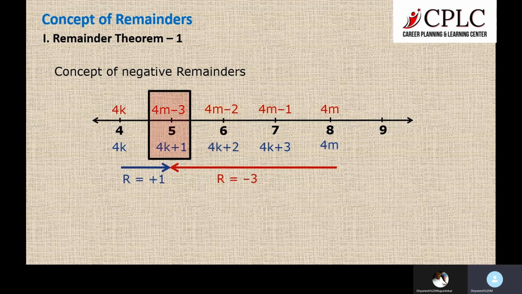For 5, one of the generic types, when divided by 4 will give us the remainder as plus 1, and the other generic type will give us the remainder as minus 3. So both positive and negative remainders are part of each other. They are related to each other. It is nothing new, nothing fancy as such. You don't have to be scared at all going forward. All you are going to do is, if you get a negative remainder, try and figure out the equivalent positive remainder. So that's the idea of negative remainders.